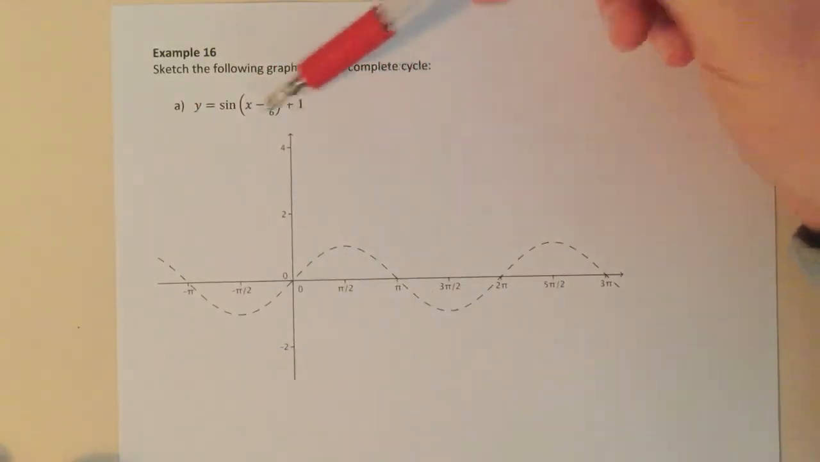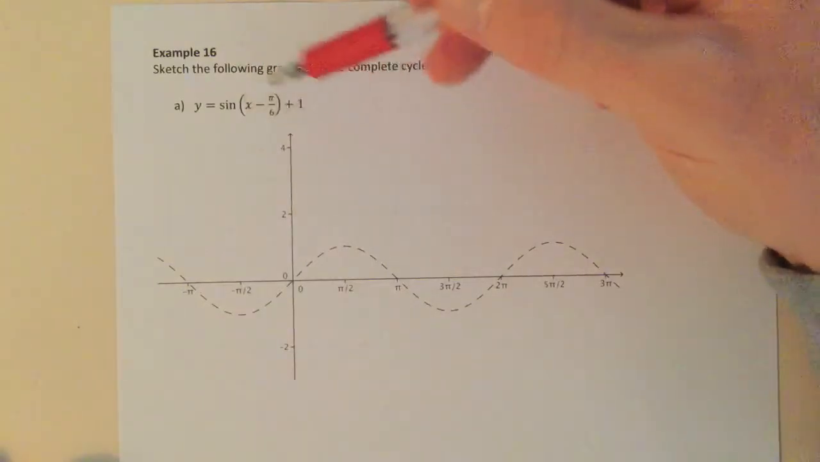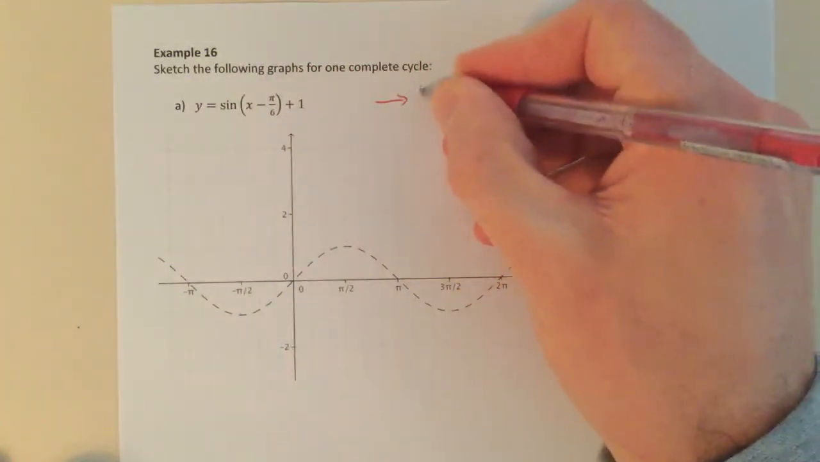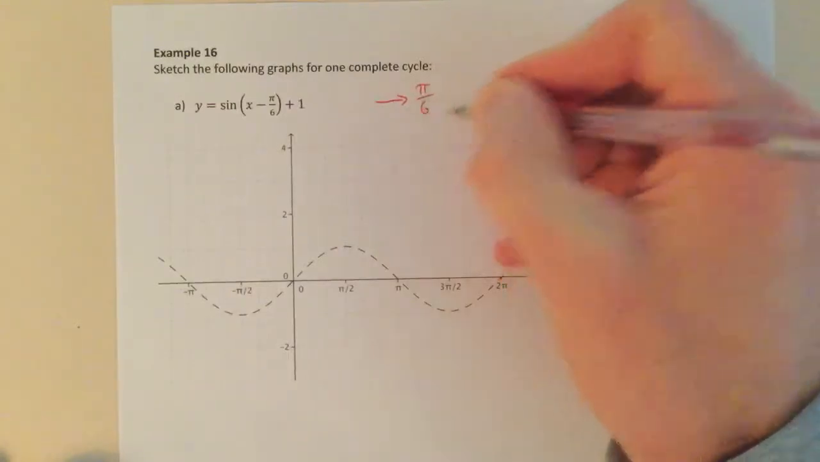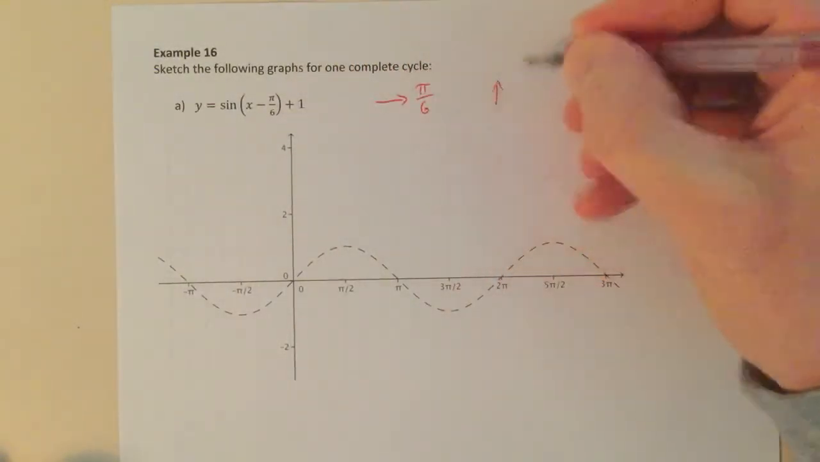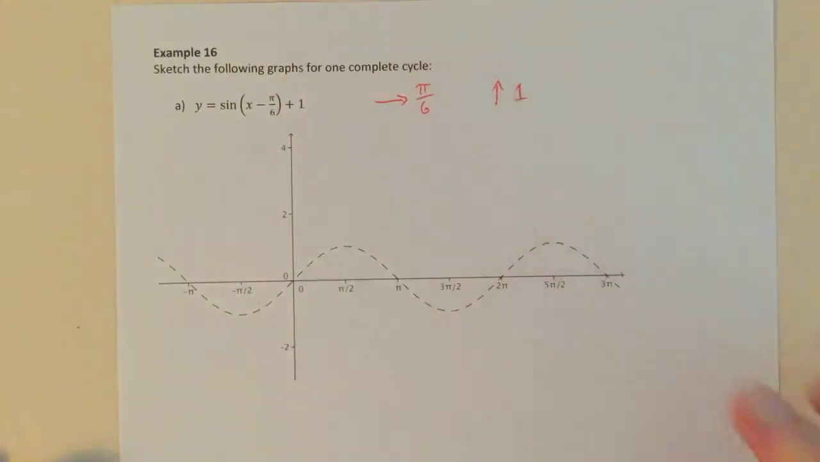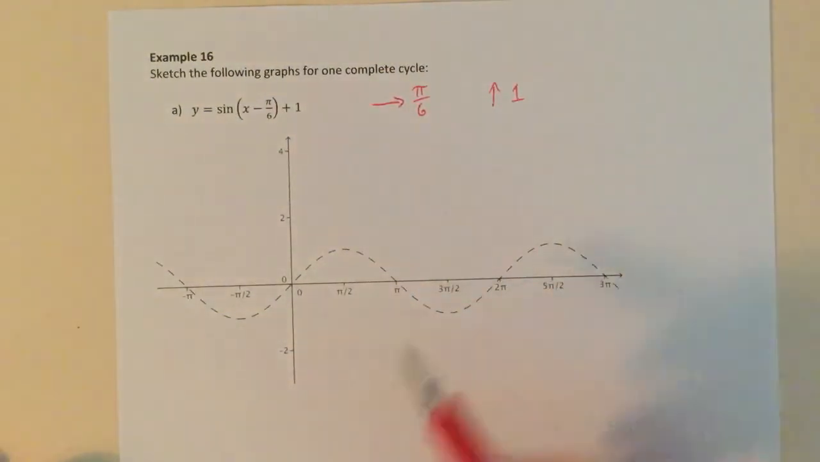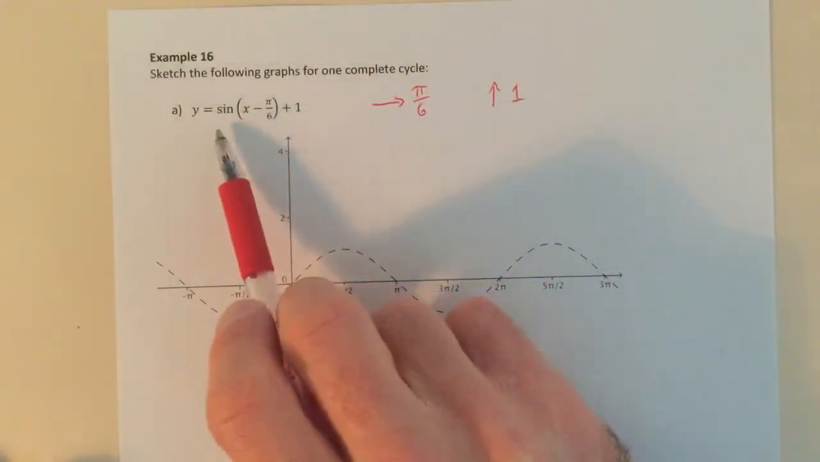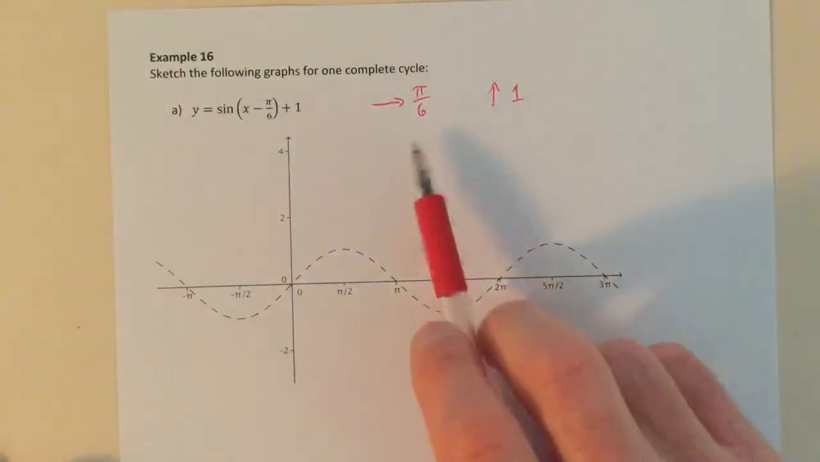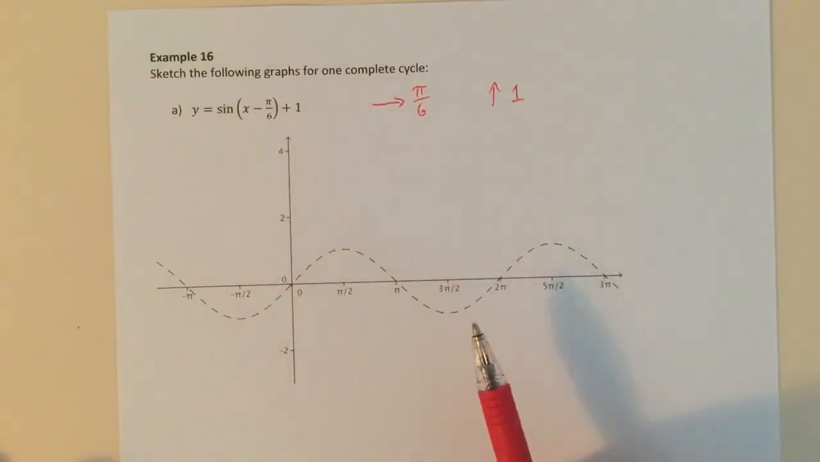So first thing to look for in that rule is that the x minus pi on 6 is going to produce a translation of pi on 6 units to the right, and the plus 1 at the end is going to produce a shift of 1 unit up. So we're taking our basic graph of sine x, because we know from this rule that the amplitude is 1 and the period is 2 pi, and we're just going to apply these two translations to all of our key points.